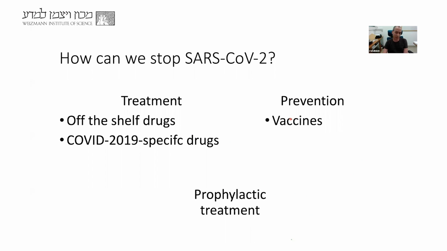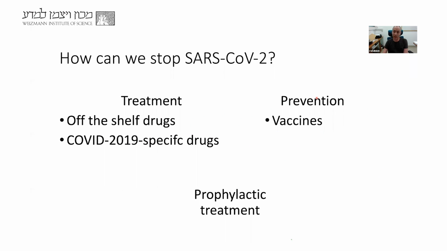So we can think about different things. First of all, we can think about treating the virus itself, treating infected individuals, of course. And from that, we can either use off-the-shelf drugs that might be available, and we'll see which ones might actually do that. Or, of course, some specific drugs that will be developed against this particular virus.